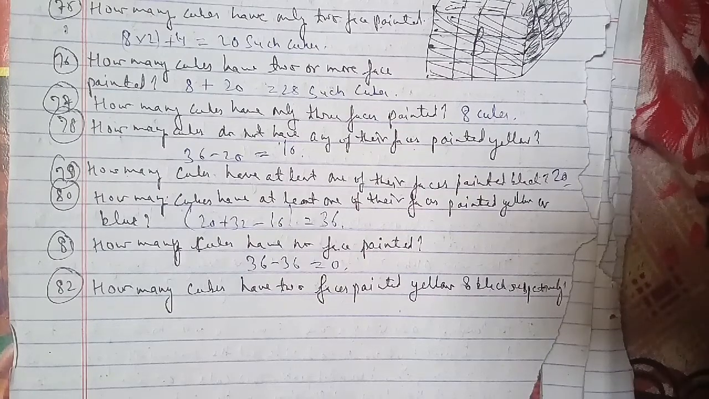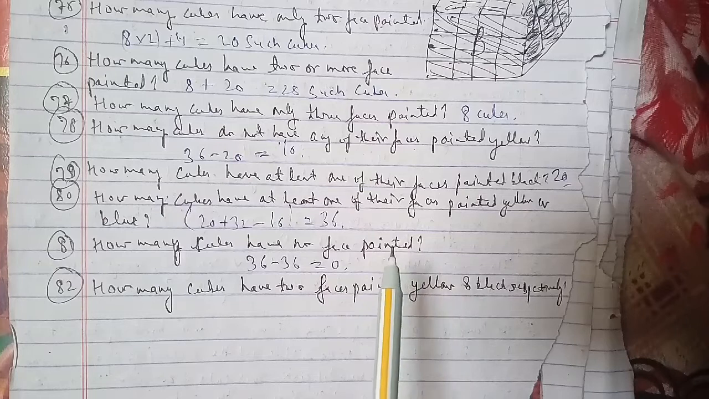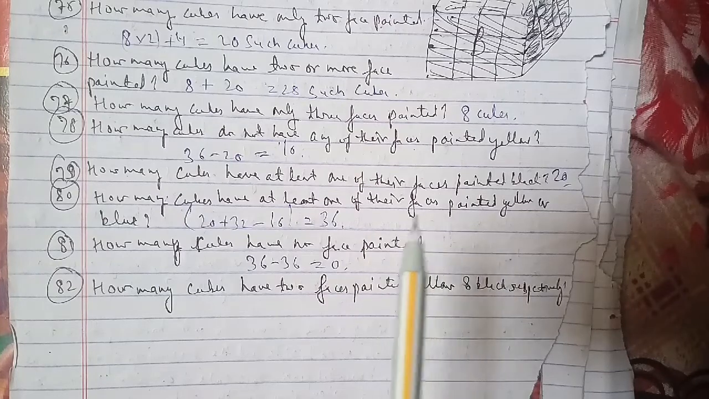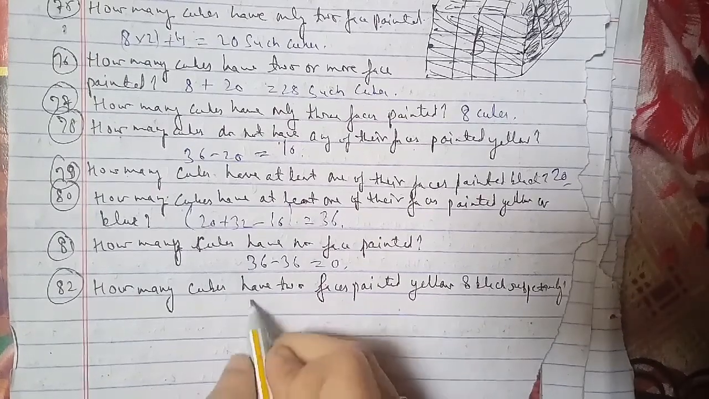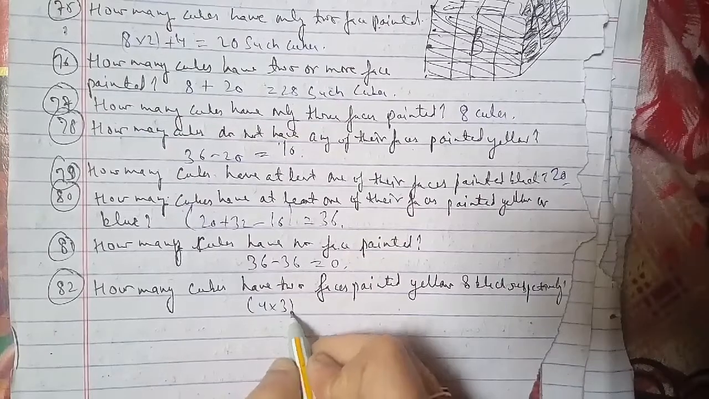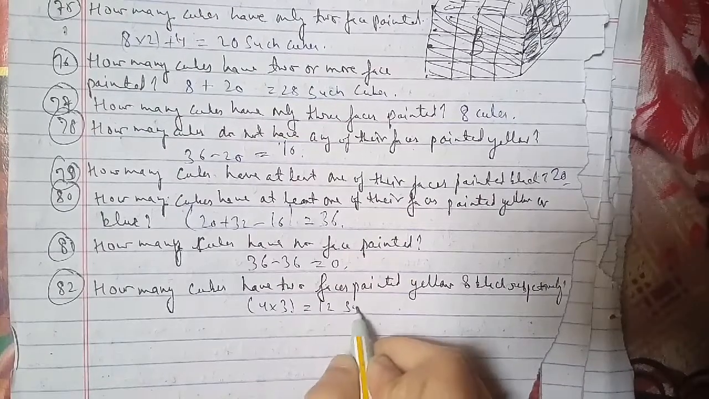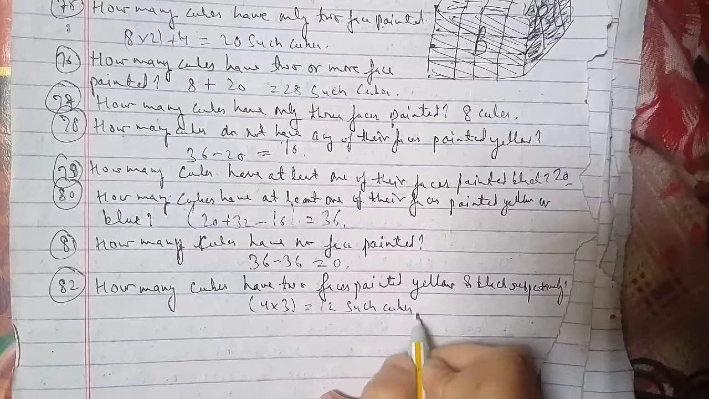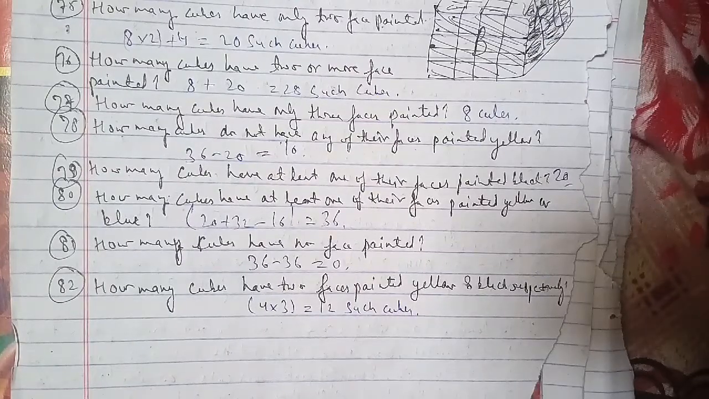So clearly there are two small and one larger cube, that is three cubes along each of the edges common to the yellow and black surfaces, which have one face painted yellow and one face painted black. Thus there are 4 into 3, that is 12 such cubes here. That will be the right answer for this question as well.